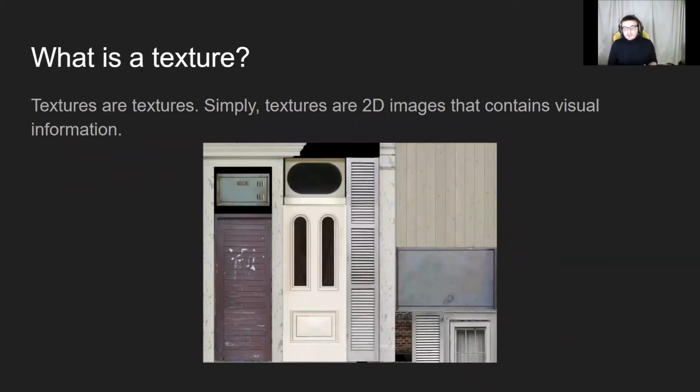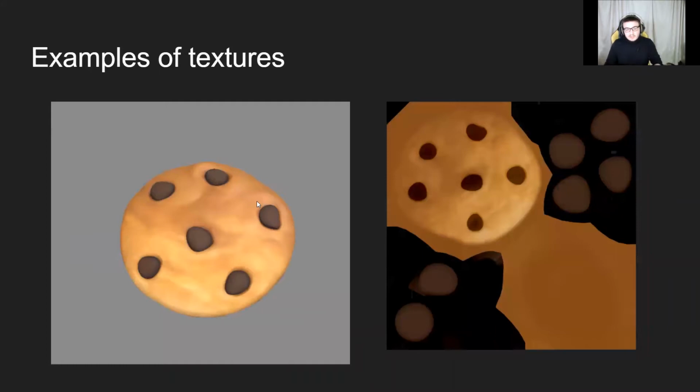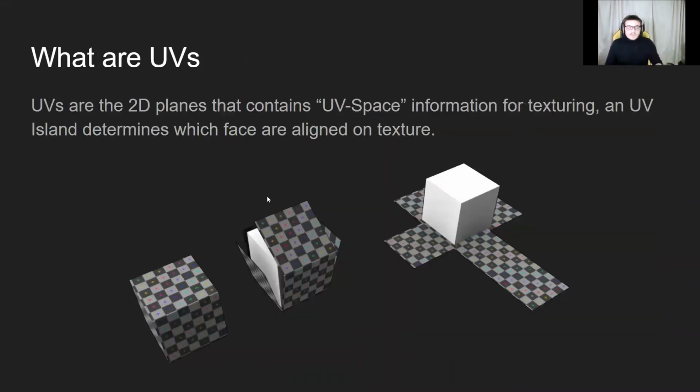So we have textures. So what are textures? Simply, textures are 2D images that contain visual information. We have examples of textures, like a chocolate mesh on the left side and the textured version of it. So if you want to give color or make something look concrete, you have to use textures. We have a cookie in here, we have a sandwich, and UVs.